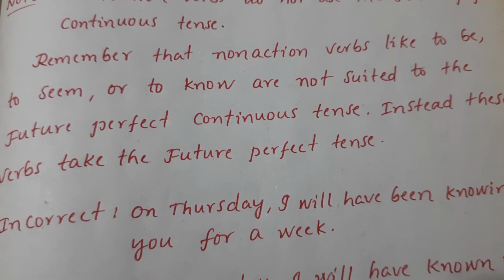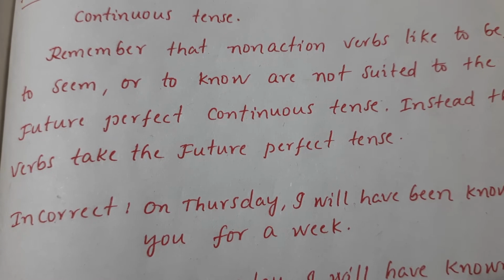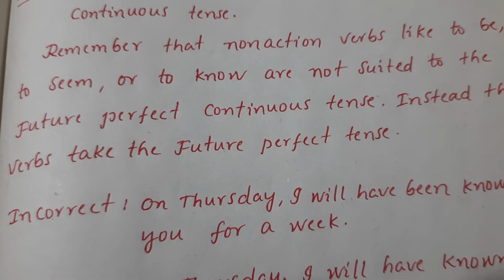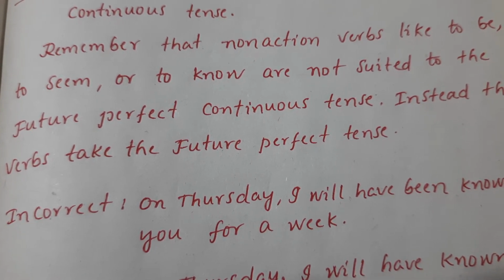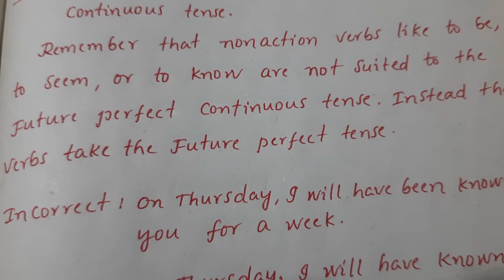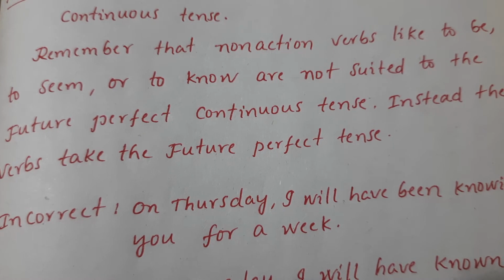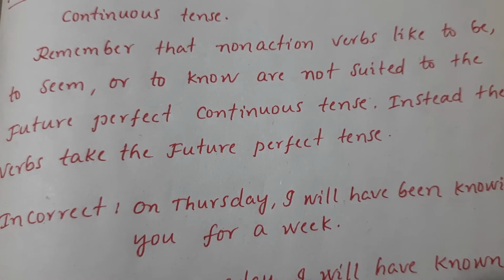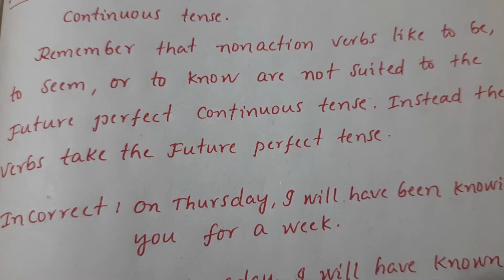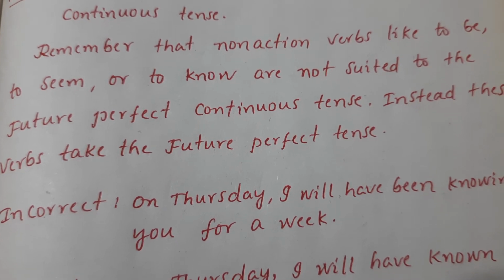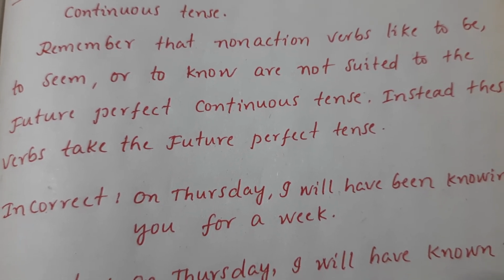What is the structure for the future perfect tense? The structure of the future perfect tense is subject plus will have or shall have plus V3. So we can use the non-action verbs in the future perfect tense. We cannot use them in the future perfect continuous tense.